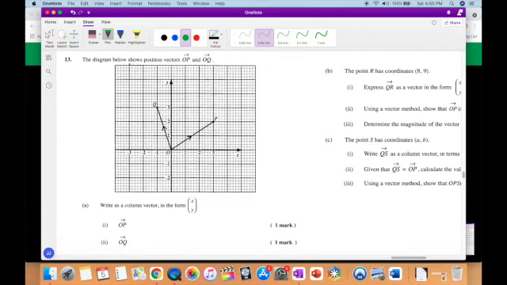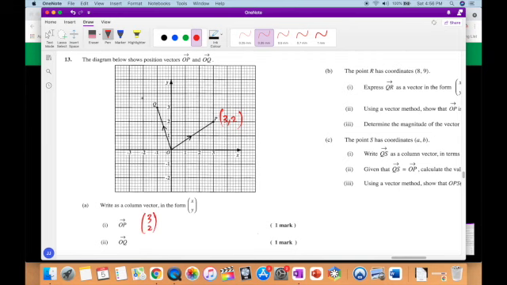The diagram below shows the position vectors OP and OQ. I can see in here the point P is (3, 2), and I can see here the point Q is (negative 1, 3). I could see those things plainly. Write OP as a column vector in the form (x, y). Well, I just did it. The point P is (3, 2), so therefore OP will be (3, 2).